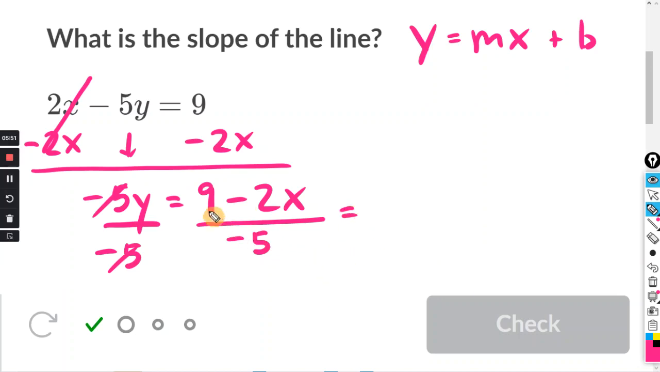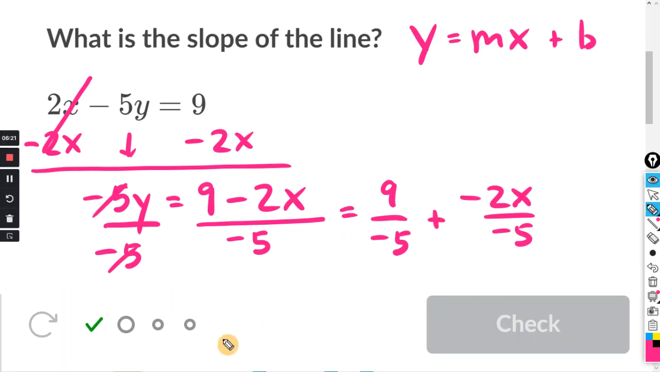Now, each of these terms is over negative 5. So I'm going to write this out in 2 steps. We have 9 divided by negative 5. And we have negative 2x divided by negative 5. So I'm going to put a plus sign there and have it as negative 2x divided by negative 5. All right, you can always add a plus sign in front of a negative, right?